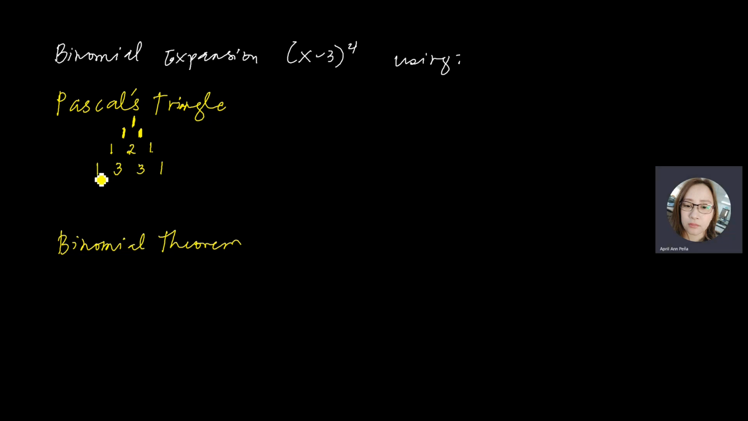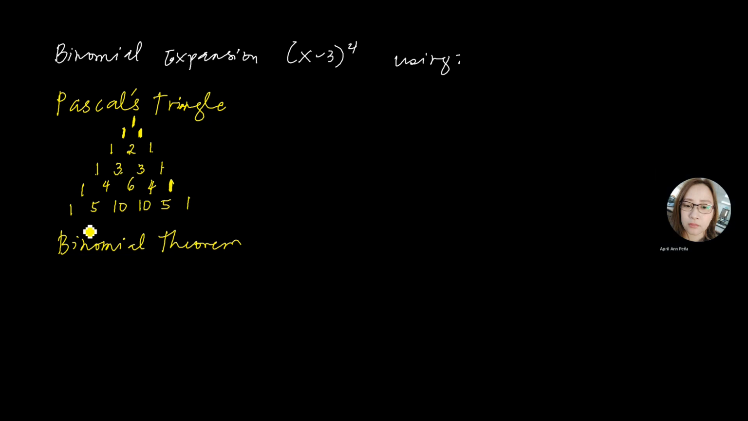Then you add the numbers. So you add the numbers 2 at a time. So 1 plus 3 is 4. 3 plus 3 is 6. 3 plus 1 is 4. Then do not forget the 1 on each side. Next, you add again. So 1 plus 4 is 5. 4 plus 6 is 10. 6 plus 4 is 10. 4 plus 1 is 5. So put 1 on each side again.